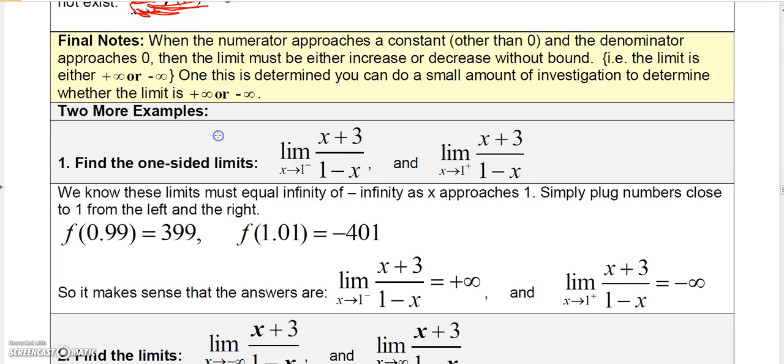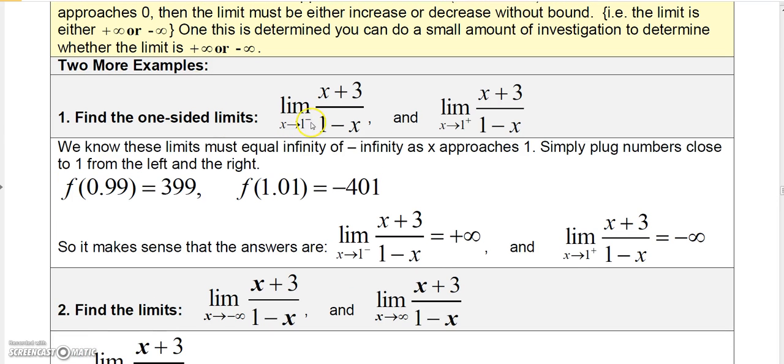So here it says, find the one-sided limits. Well, we know that as x approaches 1, the numerator is going to become a constant. 1 plus 3 is 4. But as x approaches 1 down here, the denominator is going to go to 0. So this limit must go to infinity or negative infinity. Same thing for this right-hand limit. It must go to infinity or negative infinity.